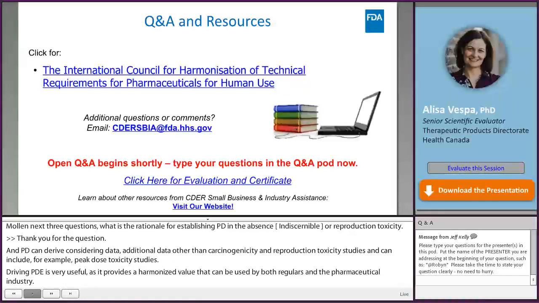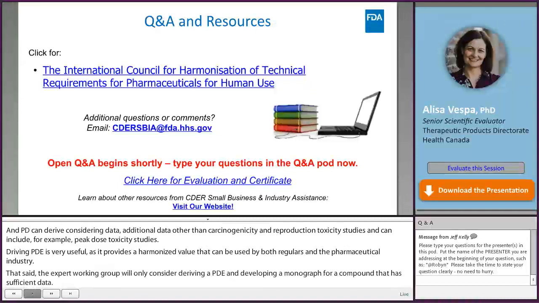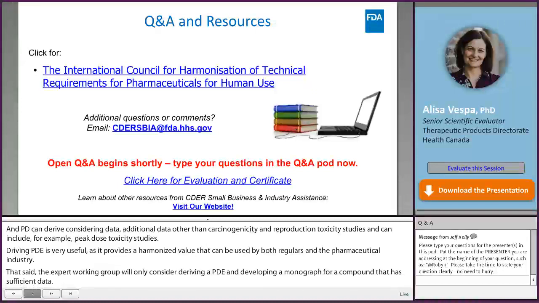If there's insufficient data and there are no structurally alerting functional groups, for example, for mutagenicity, then it could be considered as an impurity that can be controlled per ICH Q3A and B.